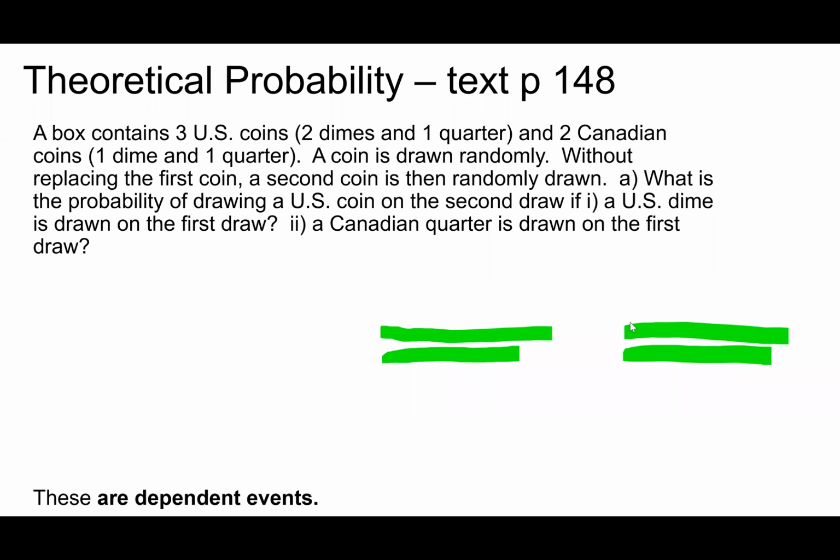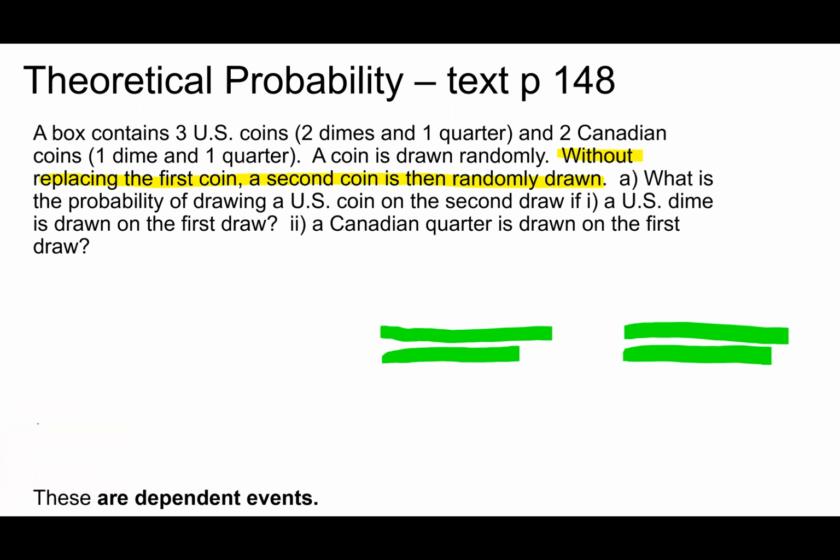A box contains 3 US coins, 2 dimes and 1 quarter, and 2 Canadian coins, 1 dime and 1 quarter. A coin is drawn randomly. Without replacing the first coin, a second coin is then randomly drawn. So a little bit of language here, you guys, that we need to be conscious of when we're reading these. So let's go ahead and underline or highlight if you have a highlighter. Without replacing the first coin, a second coin is randomly drawn.